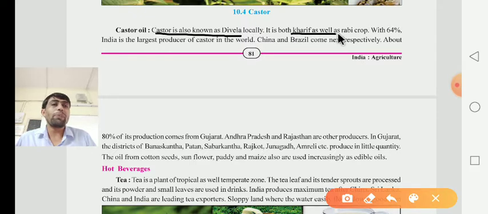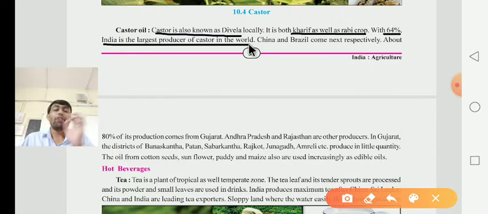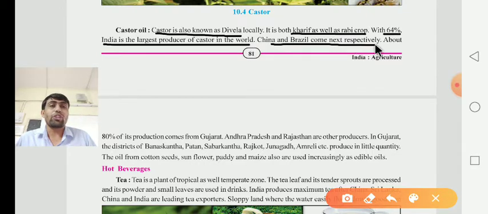It is both a kharif as well as a rabi crop. With near about 64% of production, India is the largest producer of castor in the world. At the world level, India produces near about 64% of castor. China and Brazil come next respectively, in chronological order.